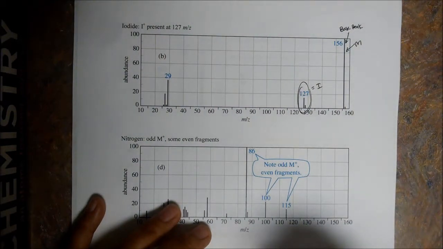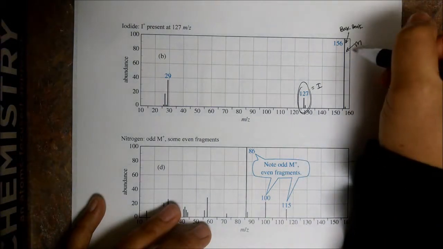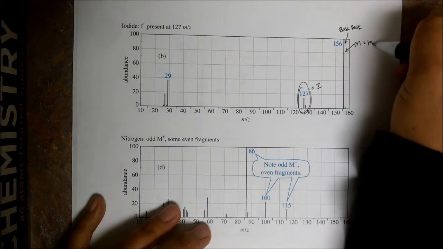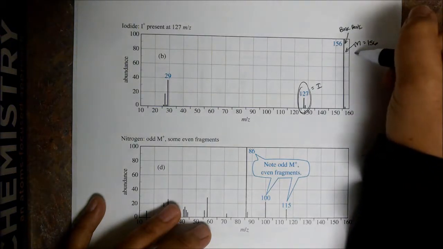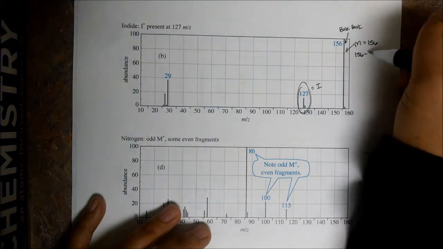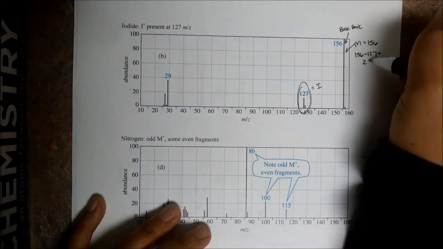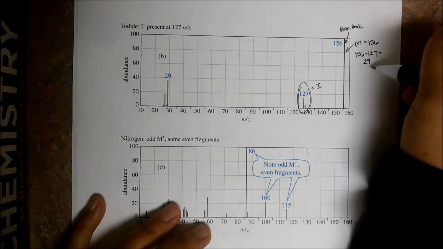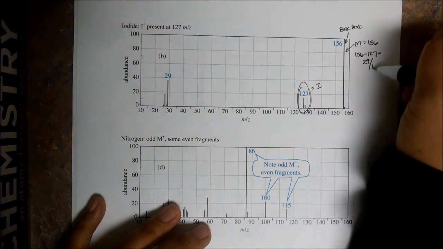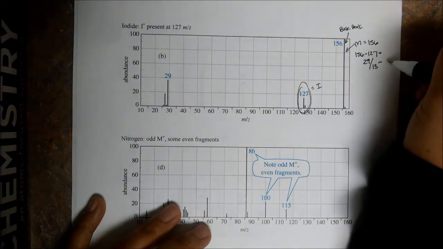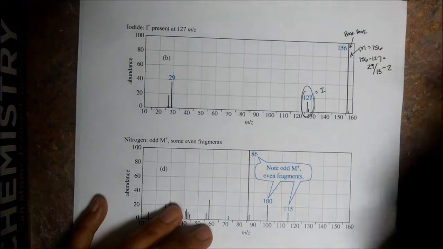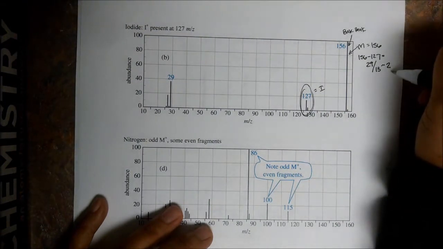Let's think about the structure of this compound. Our molecular ion equals 156. So let's subtract the mass of the iodide, which has a mass of 127, and we get 29. Use our rule of 13, and we get about 2. It's 2 point something, 2 and a little amount. So we have 2 C's.